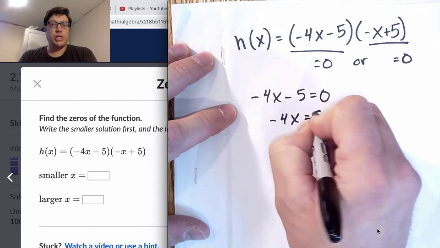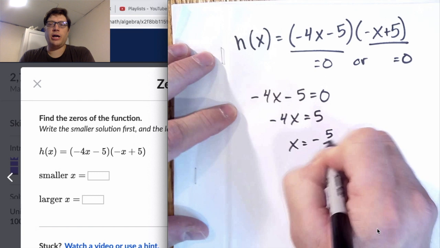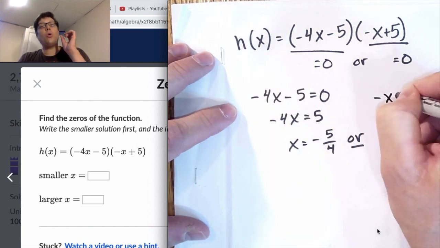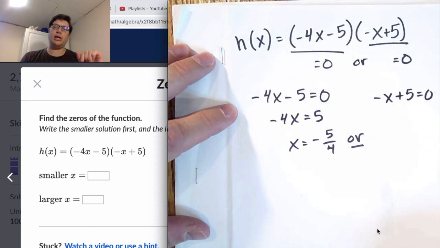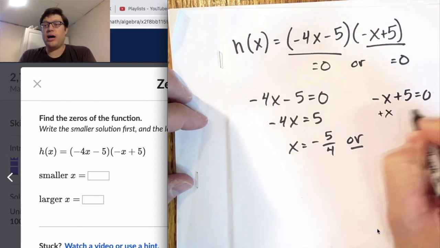So you've got to solve an equation. You set the first group of parentheses equal to 0 and solve for x, so add 5 and divide by negative 4. Or, and this is where it's important, you look at the other group of parentheses and set that equal to 0. In that one, negative x plus 5 equals 0.